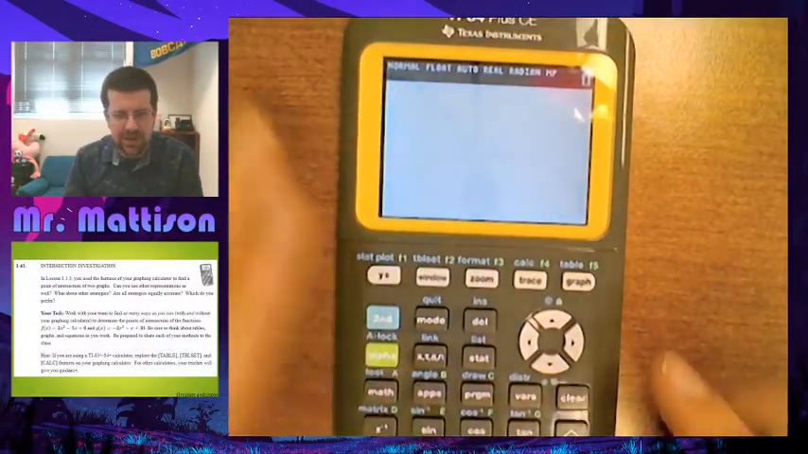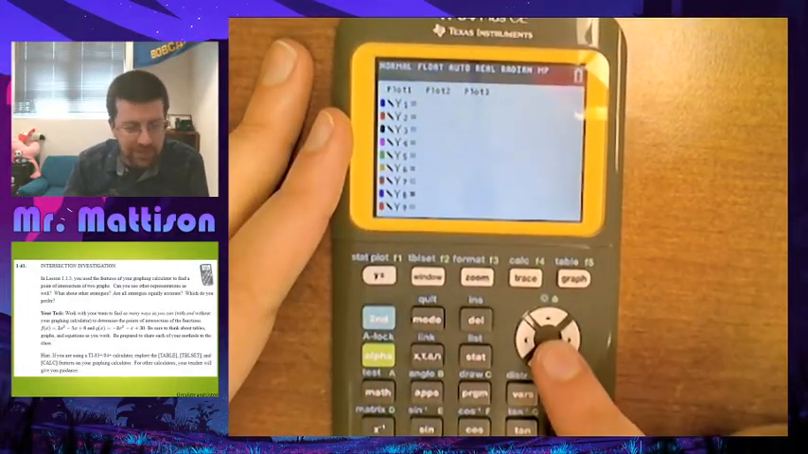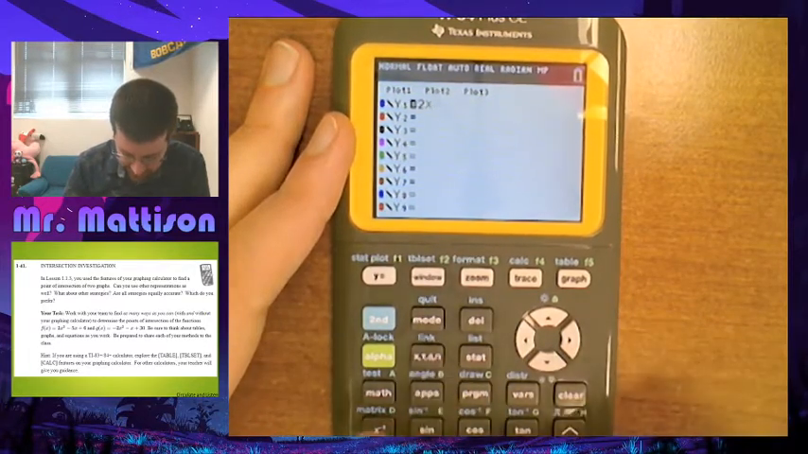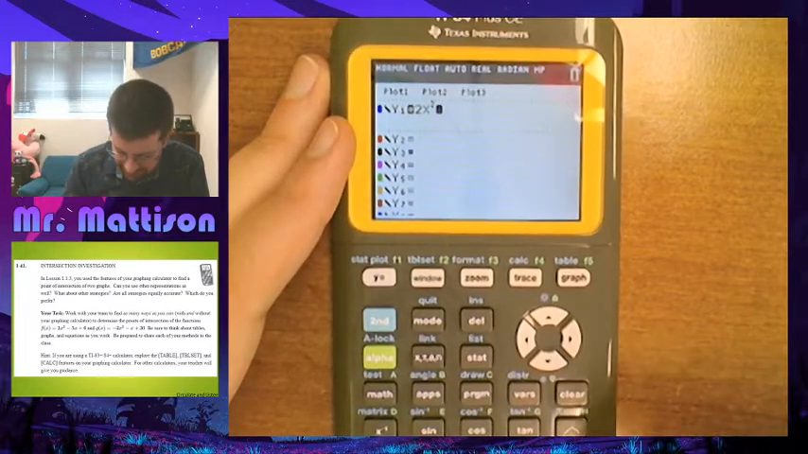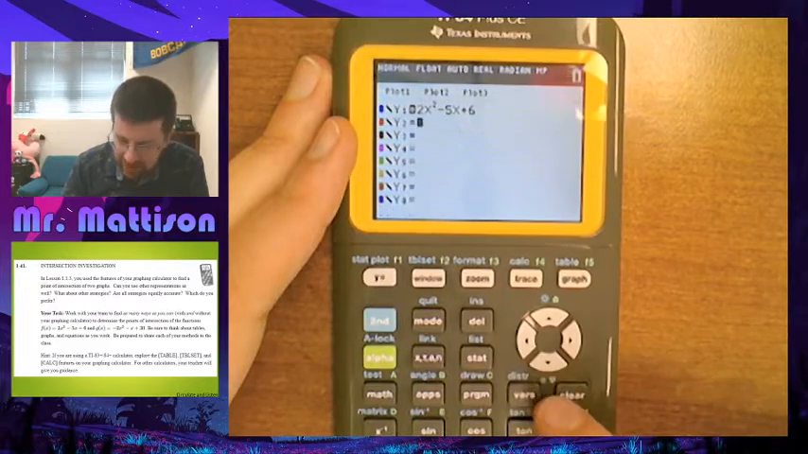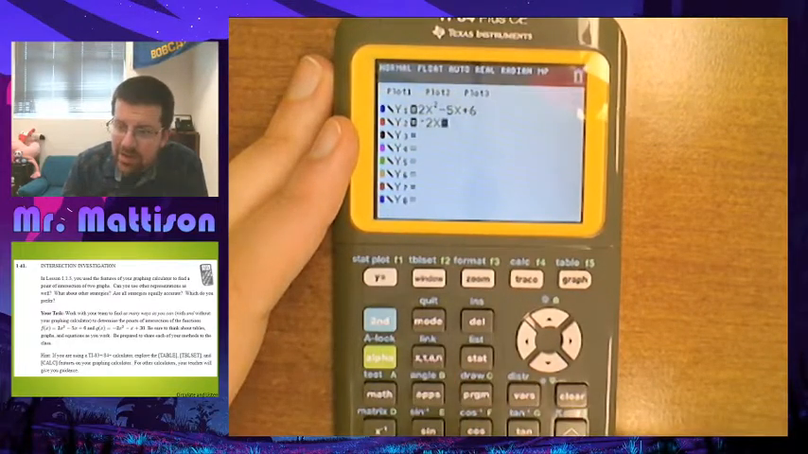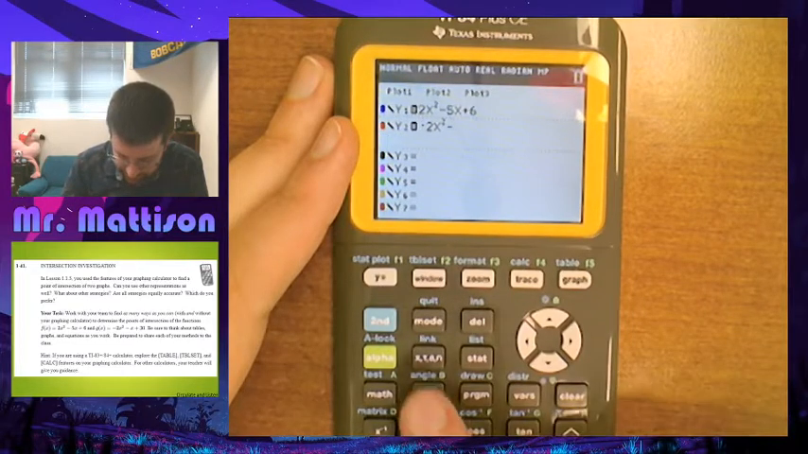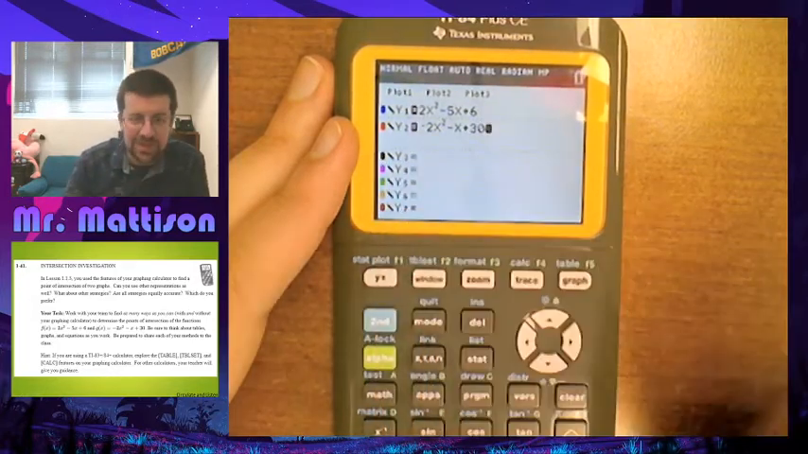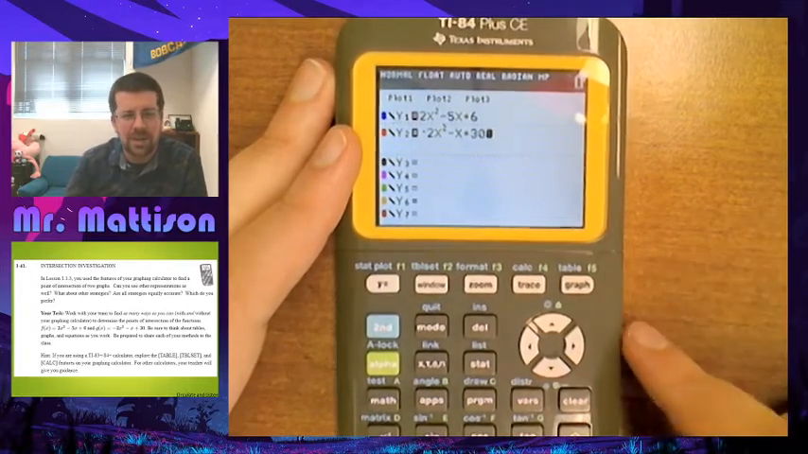So to start off, I'm going to change over to my calculator here. On this one, I'm going to go ahead and go Y equals, clear out all the stuff that's already in here. And then our first one is 2x squared minus 5x plus 6. And then our second equation is negative 2x squared minus x plus 30. Make sure that you have your negative and your minus as different symbols.